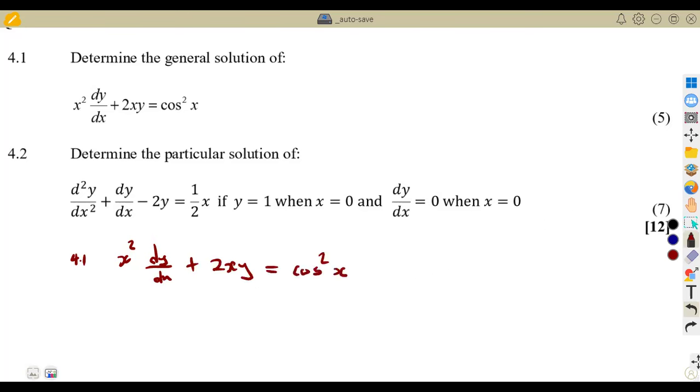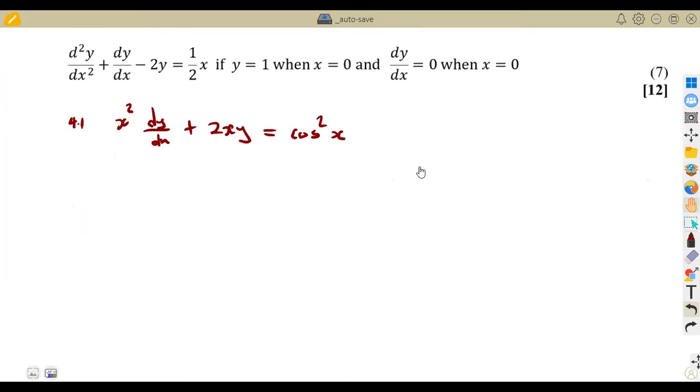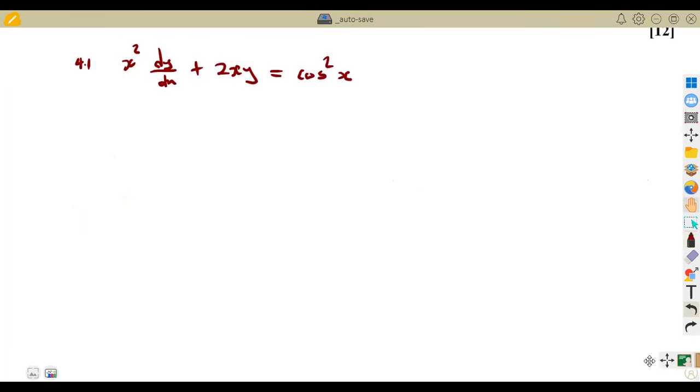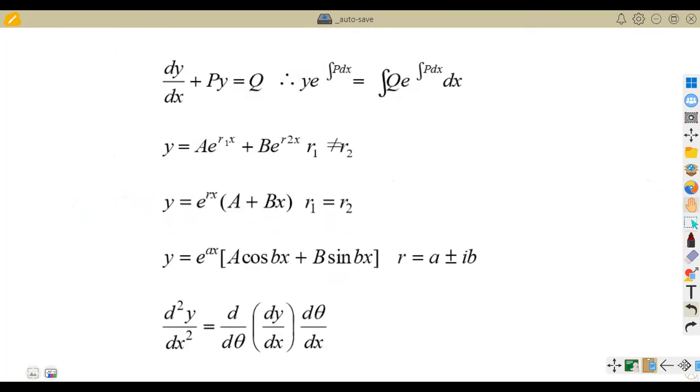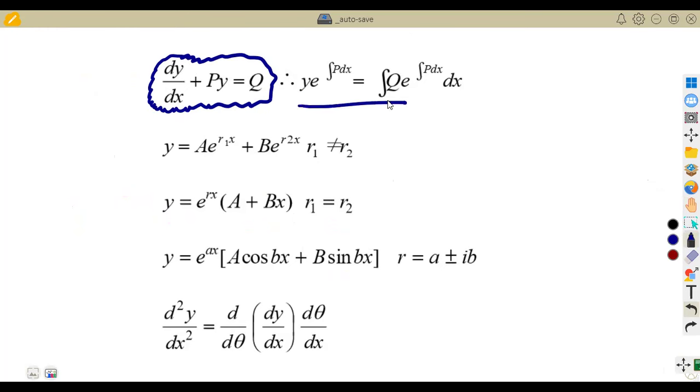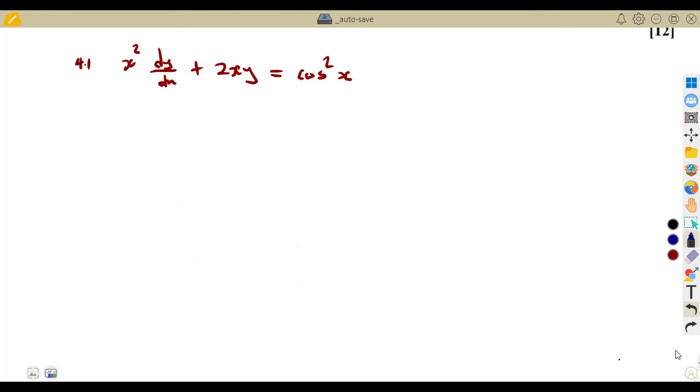So what you just need here is to know the format. We're given a first order differential equation, and we're asked to find the general solution. I'm going to explain from your formula sheet. You are given that the derivative of y with respect to x, that is dy/dx plus py, is equal to q. It follows that we are going to have this in this format. And remember, this is revision, guys.